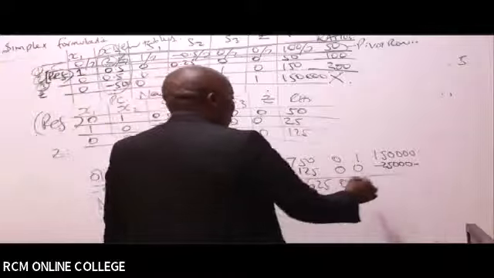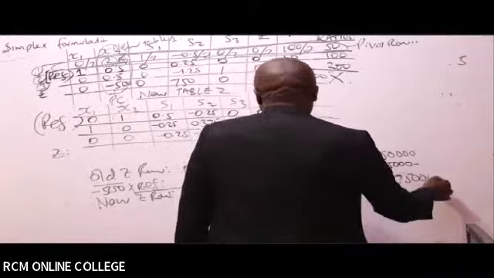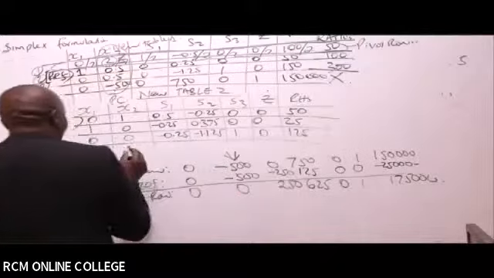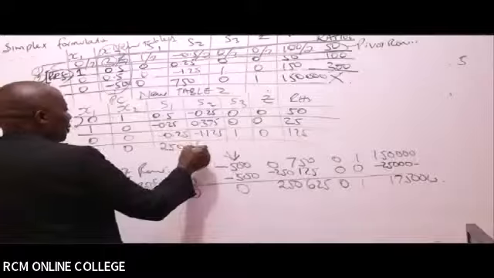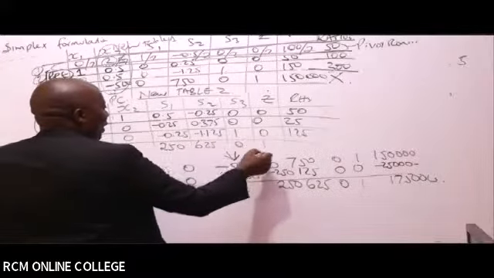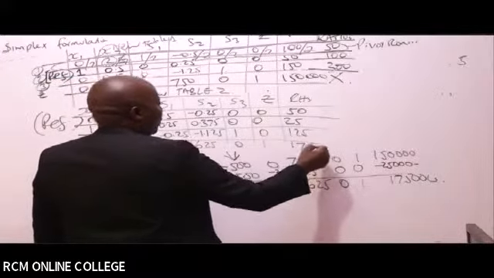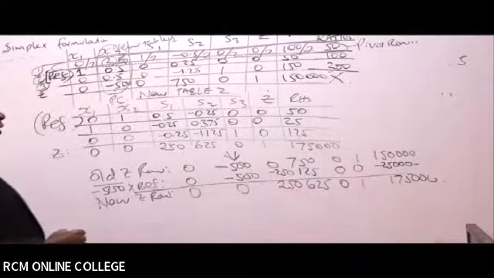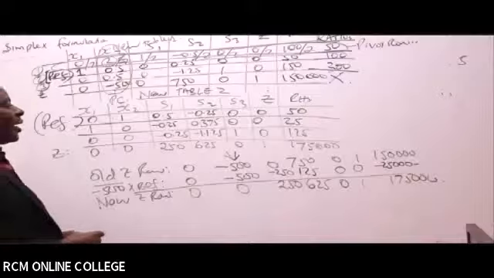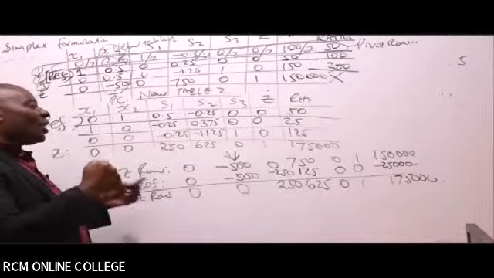175,000. Thank you so much. So this is the new Z row. The new Z row, we have 0, 0, 250, 625, 01, 175,000 like that. And I'm so happy.